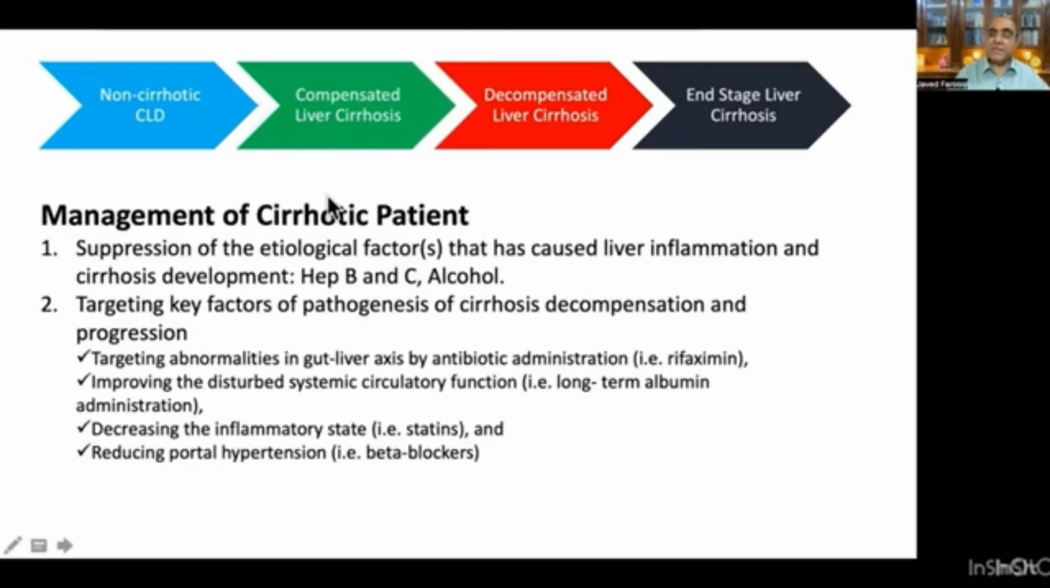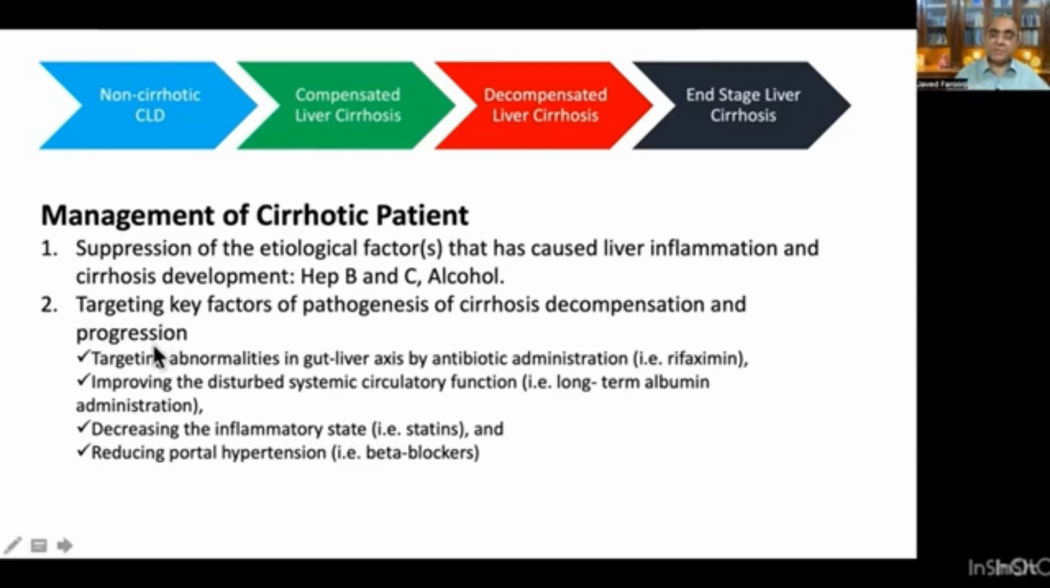The management principles of a cirrhotic patient are twofold. One is suppression of the etiological factors that have caused liver inflammation and cirrhosis development, like treatment of hepatitis B and hepatitis C when the PCRs are positive. Even for hepatitis B cirrhotic patients with negative PCR, we initiate the treatment to prevent reactivation. And of course, in alcohol-related liver cirrhosis, if the patient abstains from alcohol and doesn't take it again, the patient's cirrhotic stage is halted or even reversed. Then, targeting key factors of pathogenesis of cirrhosis, decompensation, and progression. This is the second strategy.